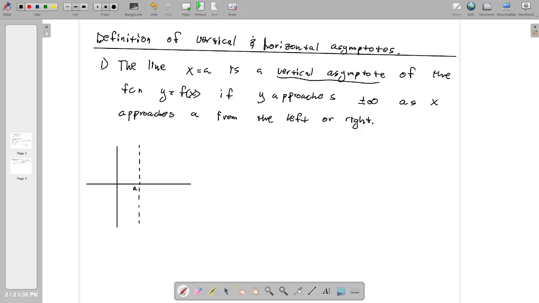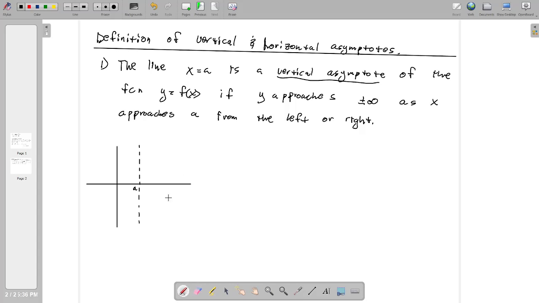So this vertical line here is x equals a, this dotted line. Note that the vertical asymptotes are not a part of the graph, they're guidelines for your graph. So this dotted line is not actually any point on the graph. And this should make sense when we understand it a little bit more.